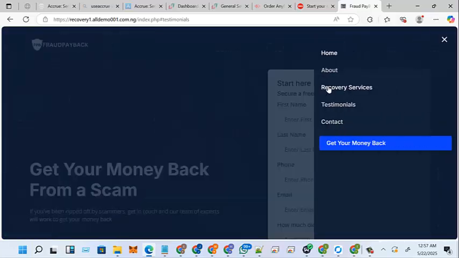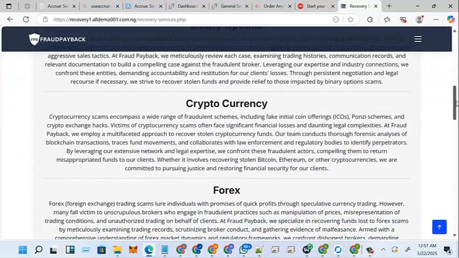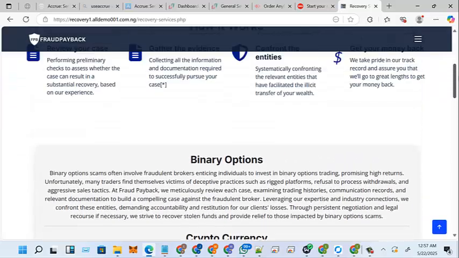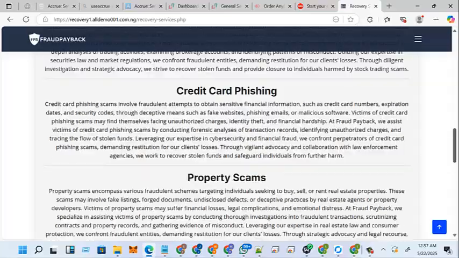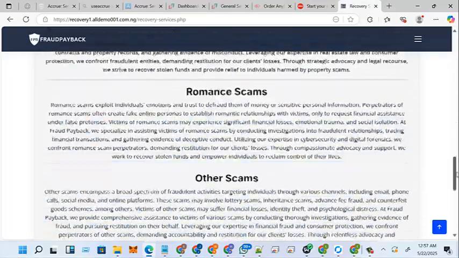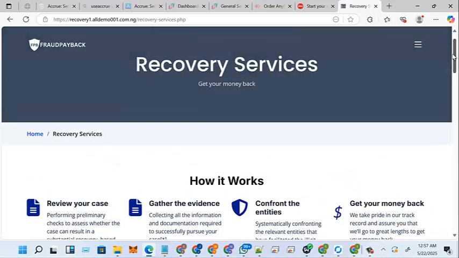Come here, click on recovery services. You are seeing forex, crypto, binary, and so on. These are the services. Credit card phishing, poverty scam, romance scam, and other scams. So they're trying to get you back what you lost, like a recovery design. Do you understand?